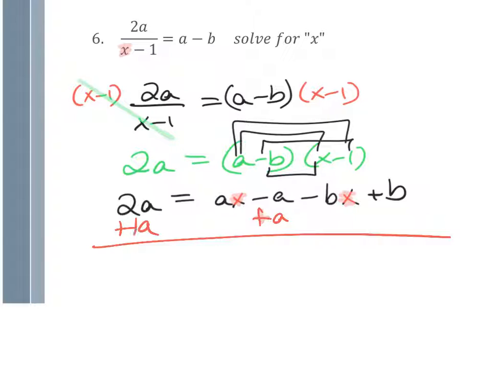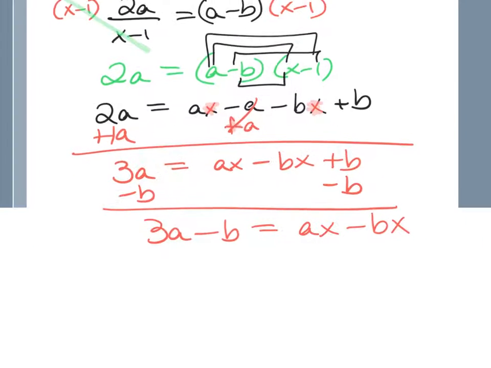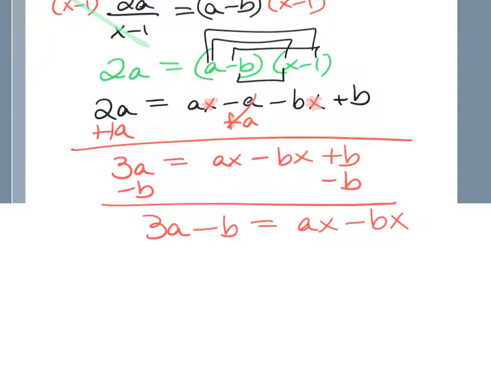So this is, I'm adding a 1a, so this becomes 3a, ax minus bx plus b. Move the b now. So 3a minus b equals ax minus bx. Again, I want to get x by itself. Factor out the GCF. So then you're left with x and then a minus b.